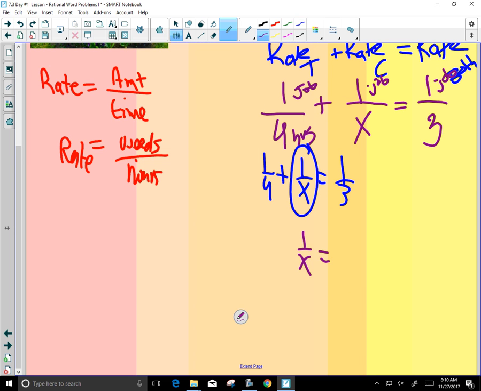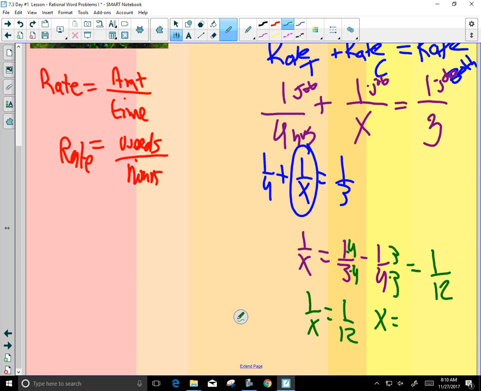Yeah, love it. 1/3 minus 1/4 if you want to do that. And now all you have to do is do 4, 4, 3, 3. 4 minus 3 is 1. 4 times 3 is 12. So if 1 over x equals 1 over 12, you can say that x is 12. Do you like that method better? Either way, doesn't matter to me.